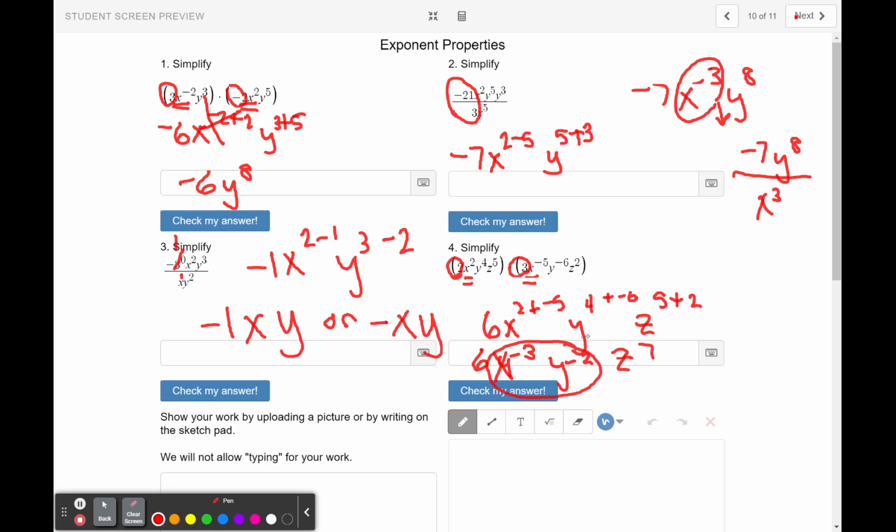Notice here, we have negative exponents. Negative exponents are not allowed. So we keep the 6, and we keep z to the 7th because that was positive. And those two need to be moved to the denominator. So then we have x to the 3rd and y squared. When you move a negative exponent, if it was on top, you move it to the bottom and it becomes positive. If it was negative on the bottom, you move it to the top and the exponent becomes positive.